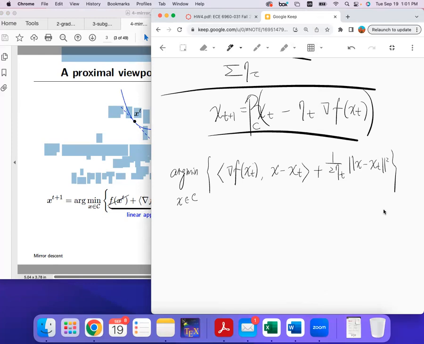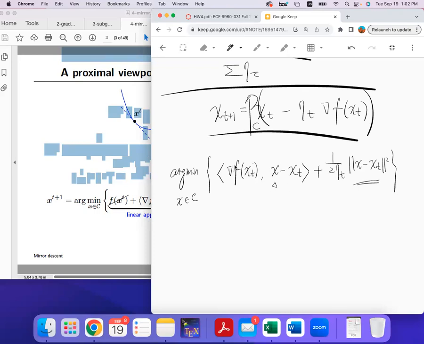And you can tell that this is a quadratic optimization problem because the first term is linear in x, the linear term. This is a quadratic term. So in the end, it's a quadratic problem, and we can complete this square. We complete these two terms into a big square term.